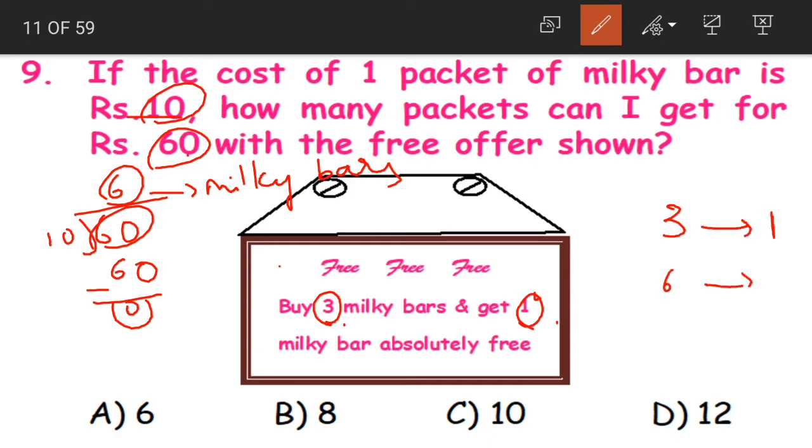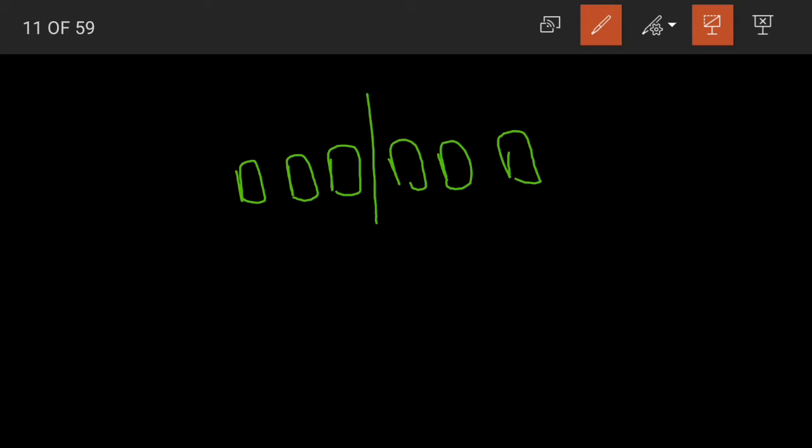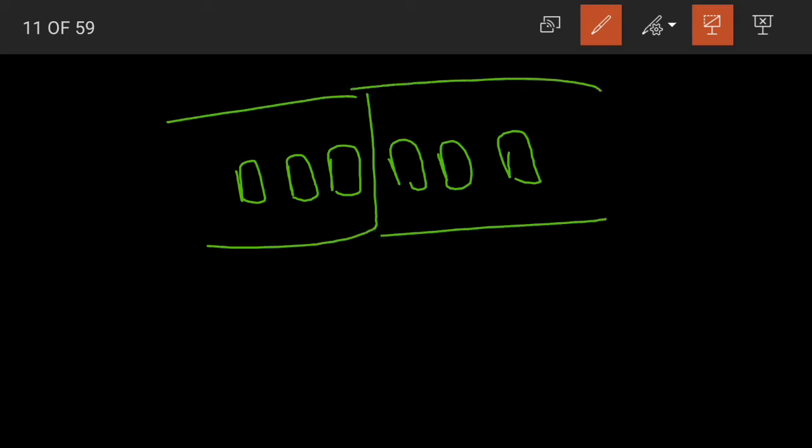For 6 Milky Bars, how many will we get free, children? 6 divided by 3, that is equal to 2. Or suppose these are 6: 1, 2, 3, 4, 5, 6. These are 6 Milky Bars. If you divide them into groups of 3, how many groups are we having? We are having 2 groups of 3.